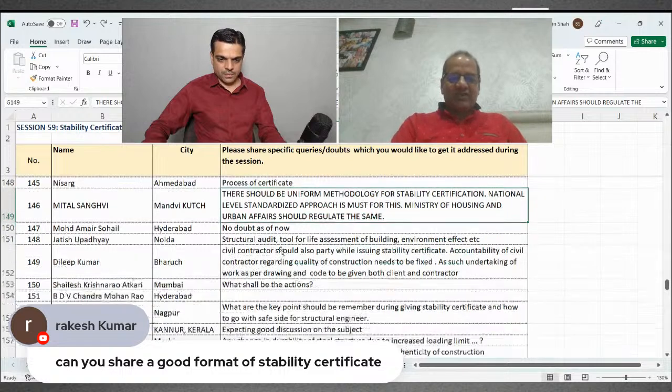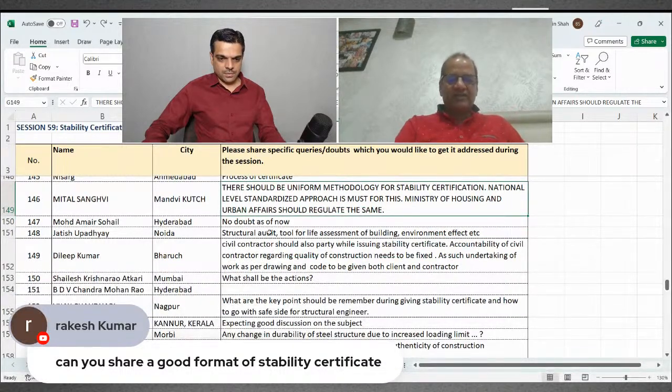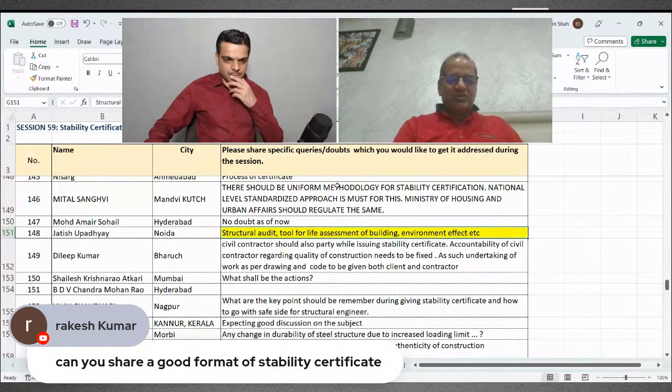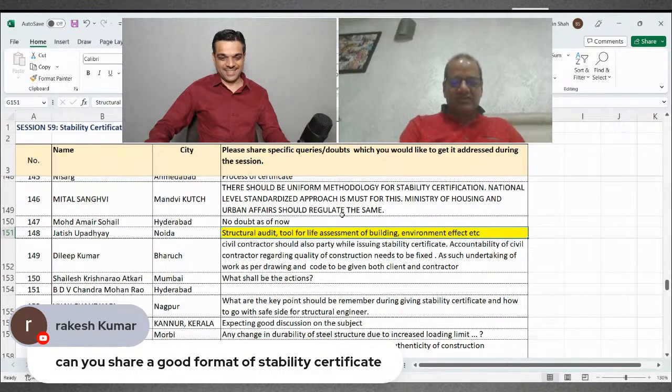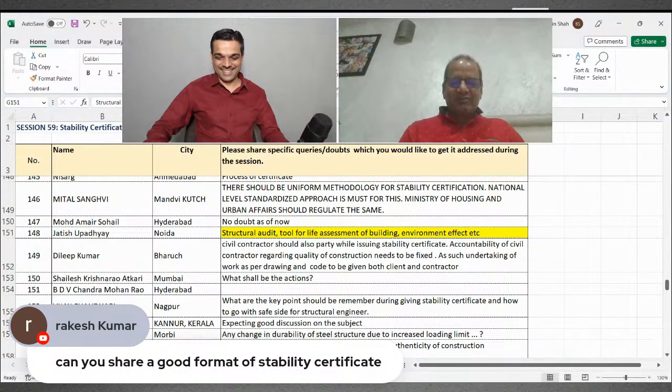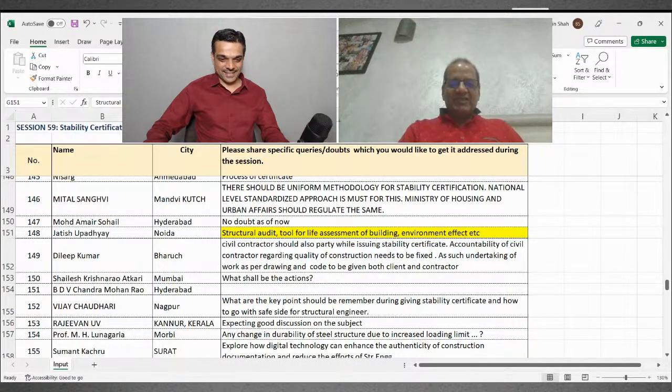147, no doubt as of now. 148. So when Mr. Muhammad Amir Sohail writes no doubt, it means he should have a good format of the structural stability certificate. Maybe we can ask him to share it, at least if he has something good. Structural audit we are not considering right now.